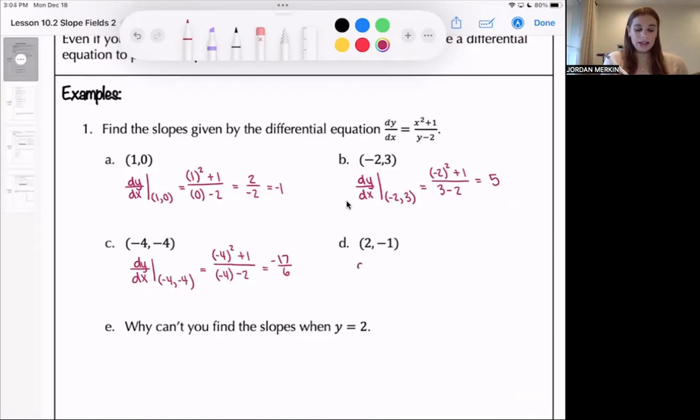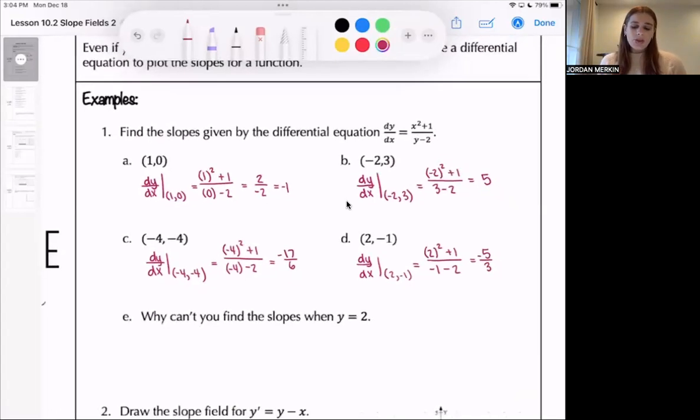Now for dy/dx evaluated at (2, negative 1), we have 2 squared plus 1 over negative 1 minus 2. 2 squared is 4, plus 1, we get 5, all over negative 1 minus 2, we get negative 3. So we get negative 5/3 for that one.